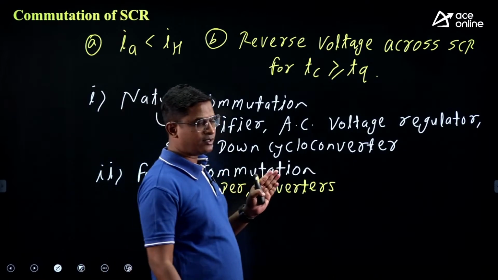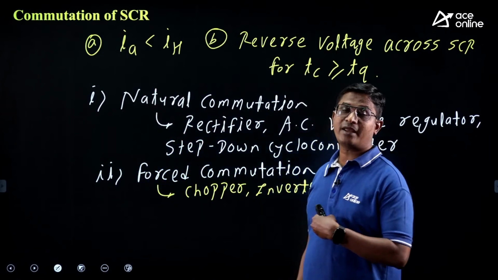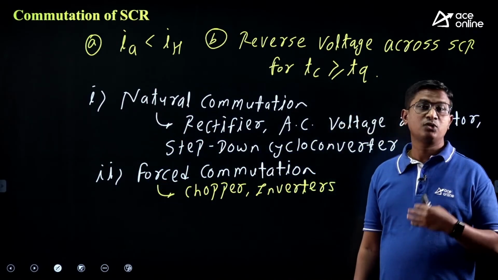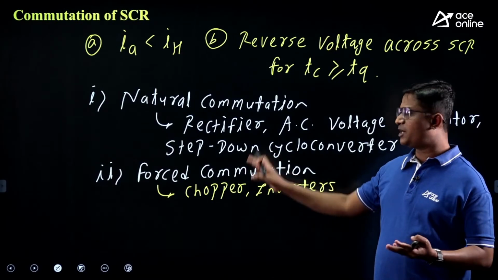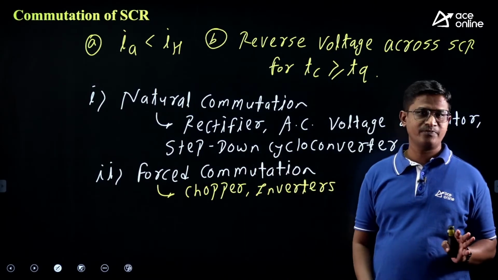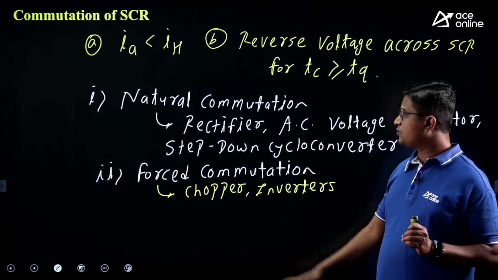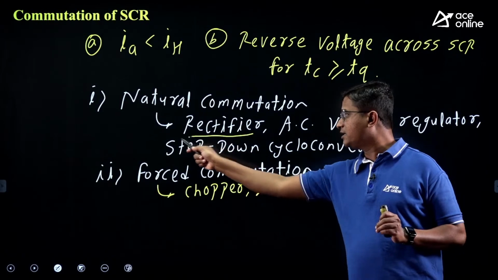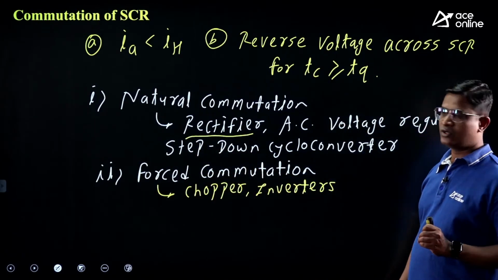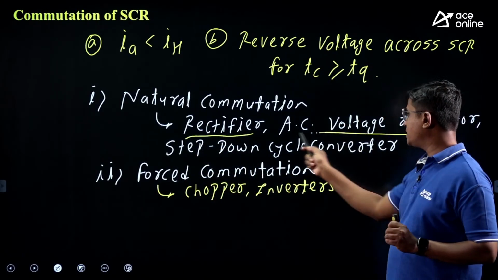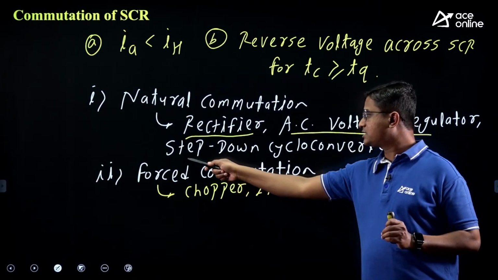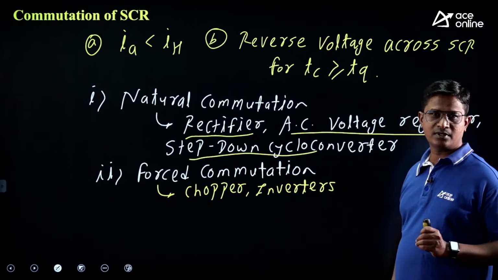In case of forced commutation, we require additional circuitry to turn off the SCR. In natural commutation, no additional circuitry is required. So therefore, in a practical case, we are using SCR specifically in rectifiers. We are using SCRs in AC voltage regulators and in step down cycloconverters, right?